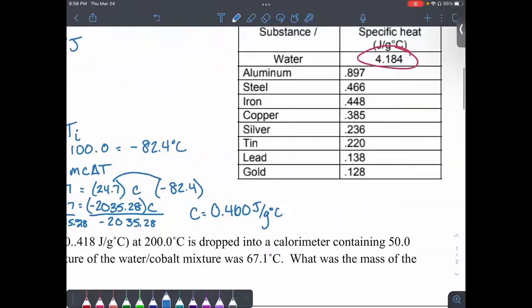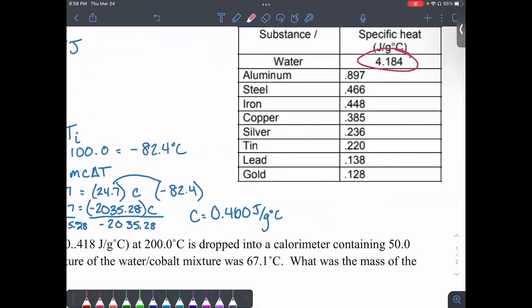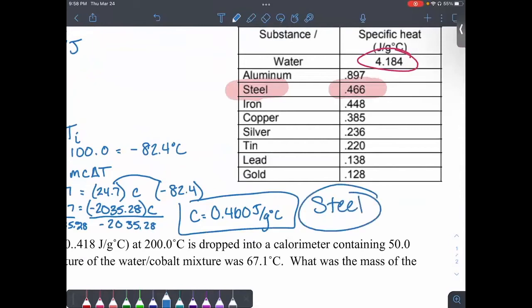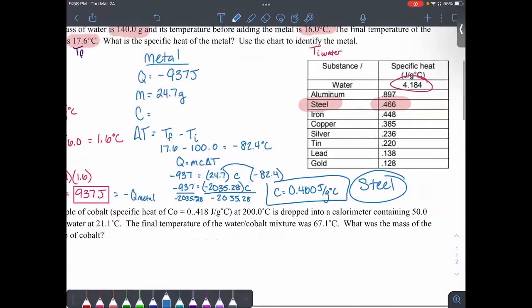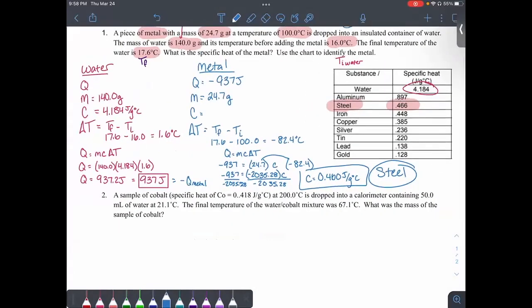And then we check our table. The one that is closest to 0.460 is 0.466, which is going to be steel, which means that our object or our metal is steel. All right, so we completed our first question. Now we have to go back and do our second question.